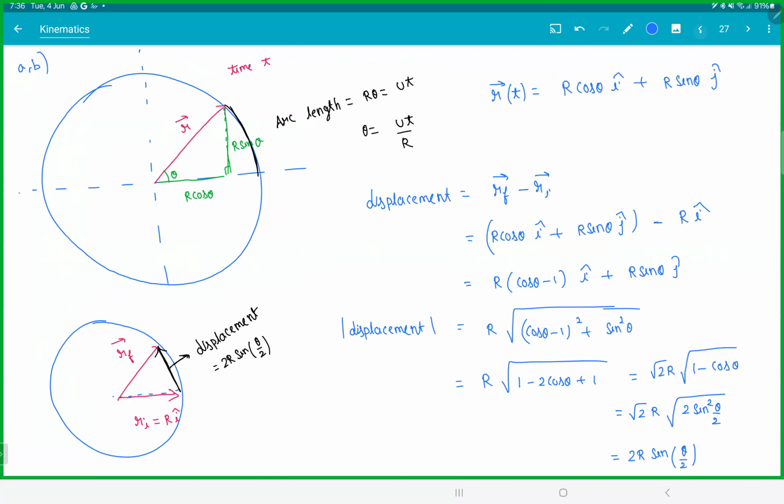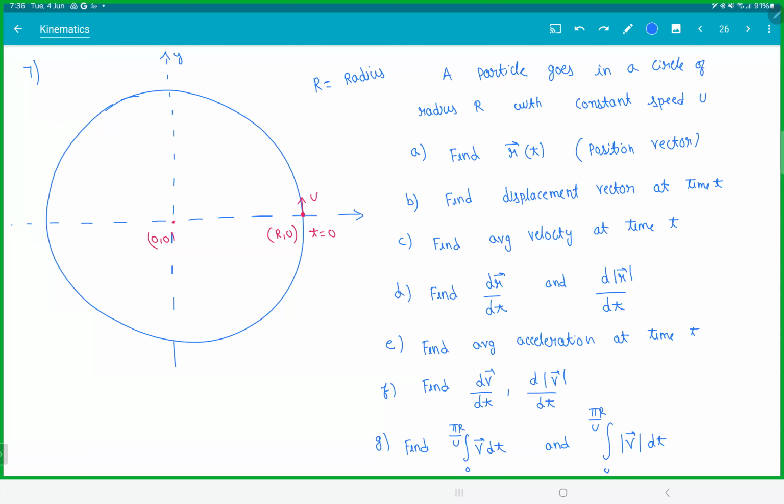The g part. How do we integrate this now? What is the meaning of this? You can put the value of mod v and integrate, but try to actually understand the meaning of it. Think, take a minute.